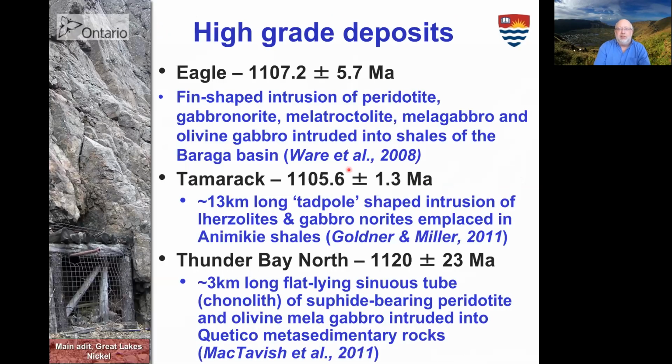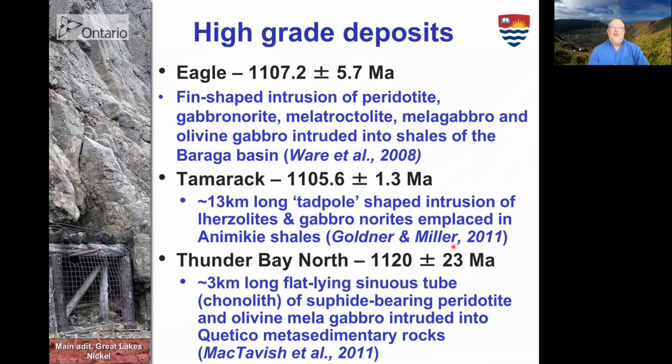So what are some of the characteristics of these ultramafic intrusions when we look at them? Well, like I said, they're all early, 1107, 1105. Thunder Bay North, the age on here is 1120 plus or minus 23. There is a little more newer age that we're hoping to see released fairly soon, which I think will bring it down to around the 1107, 1105 range.